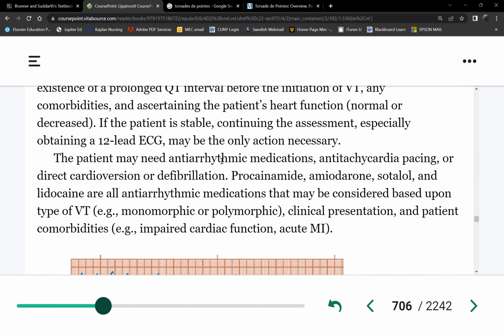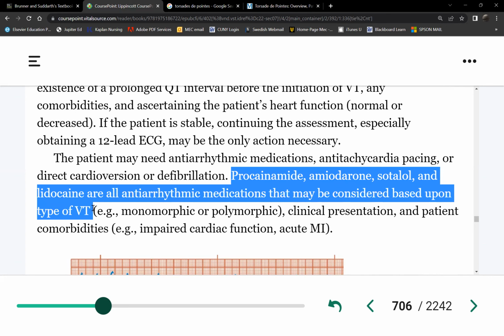So if the patient has a pulse, these are the possible interventions. So procainamide, amiodarone, Sotalol, lidocaine. Why lidocaine? Lidocaine will interrupt, because if you give lidocaine, why can't you feel the part that you put lidocaine on? Because you interrupted the electrical impulses, so same effect. So instead of giving this IM though, this is given IV.